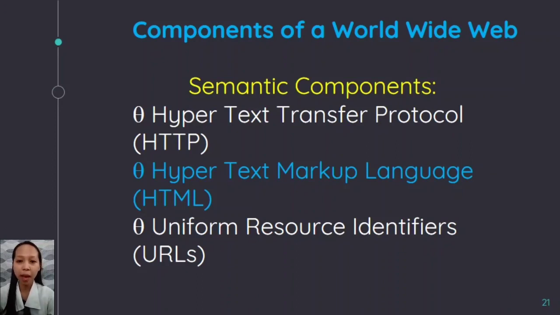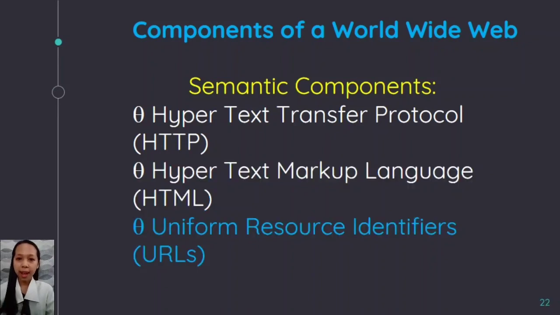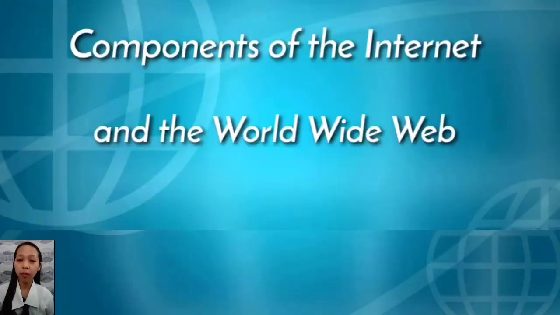Or the HTML. And the last semantic component of the World Wide Web is the URL, which stands for Uniform Resource Locator. Again, as we have discussed earlier, it is the address of a web page on the internet or on the web. And that is all for chapter 10, which is the components of the internet and the World Wide Web.